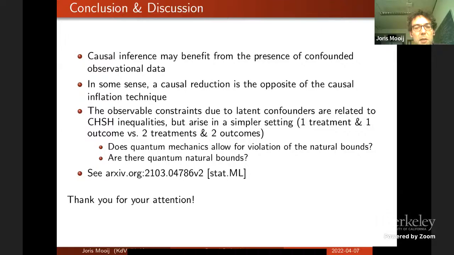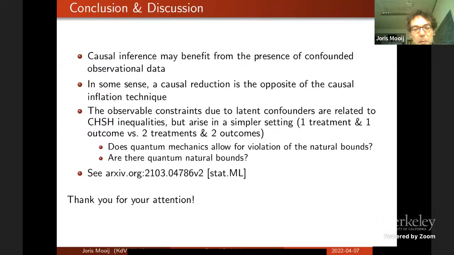Somehow it seems as if the causal reduction is the opposite of the causal inflation technique, because here we try to reduce the latent space, whereas in causal inflation you try to blow it up. I'm not sure if there's more to it than this observation, but I found it interesting.